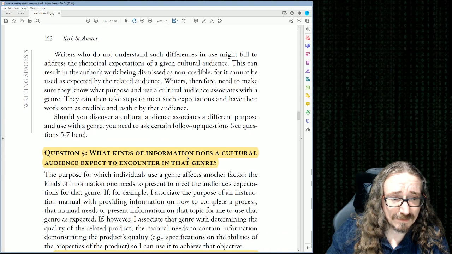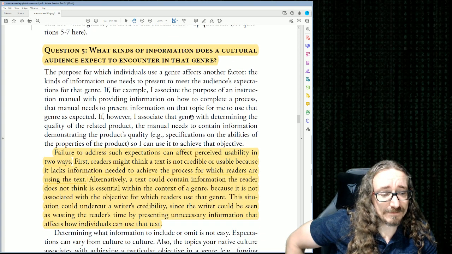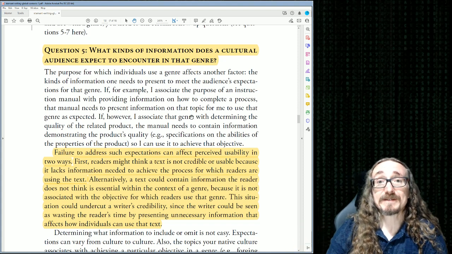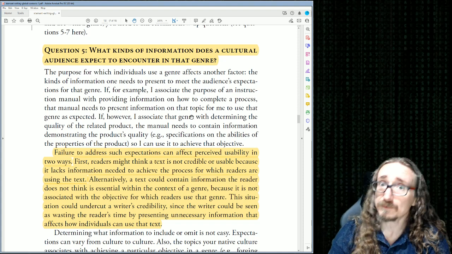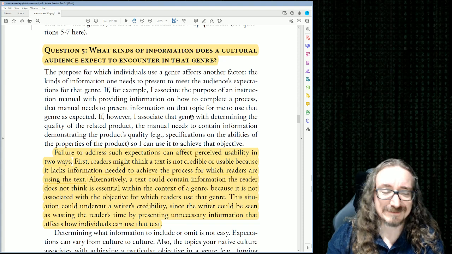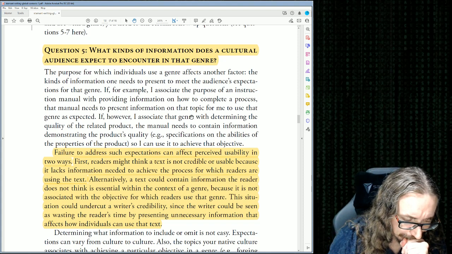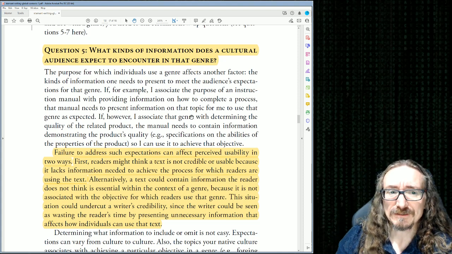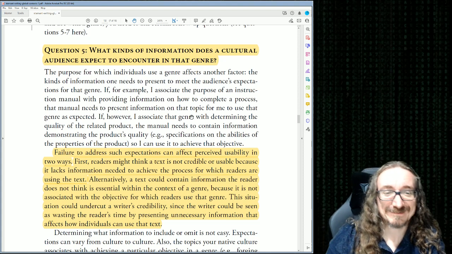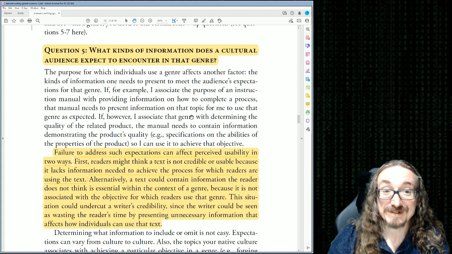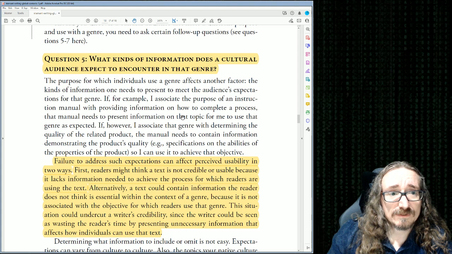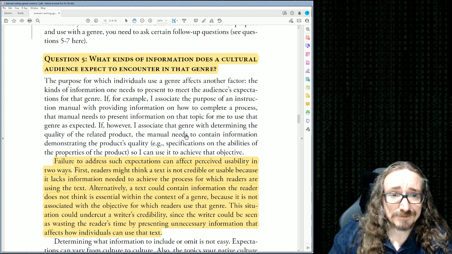We talk about this, and typically when you're writing a business letter over here, you just get to the point right away. I'm writing to apply for the job, blah, blah, blah. You put your purpose for writing right at the top. Whereas in other cultures, that would be considered very rude, or it might look crude somehow. You'd want to say a few things, what we might think of as friendly or personal stuff at the beginning. You'd warm up before you get to the purpose for writing. How's your family, that sort of thing. Hope you're having a beautiful day. Those sorts of statements serve a purpose. It's important to have them in there. All right, question 5. What kinds of information does a cultural audience expect to encounter in that genre?